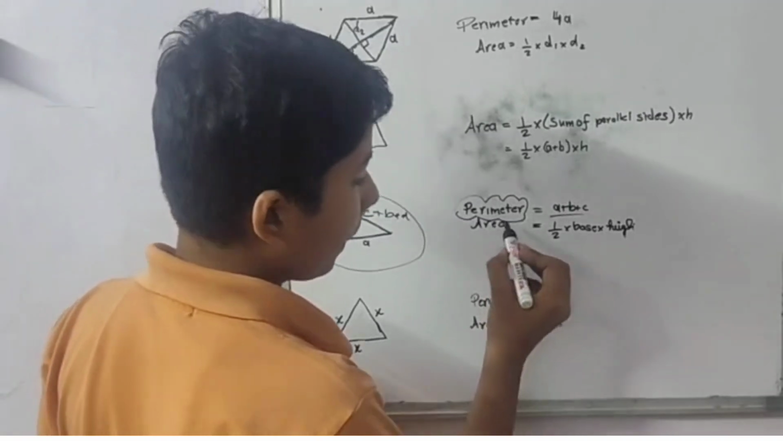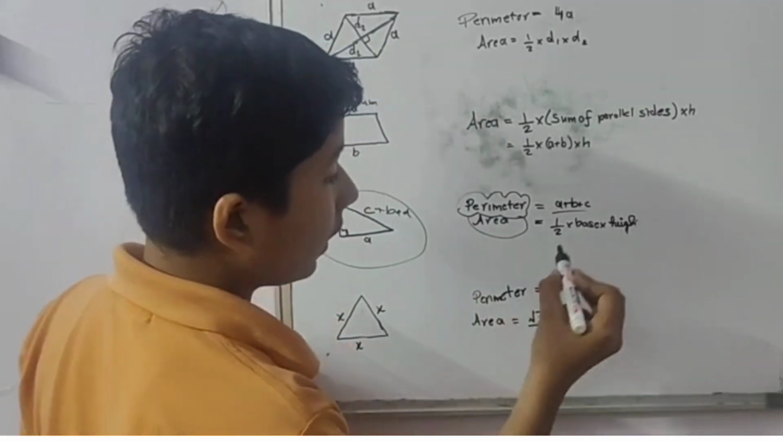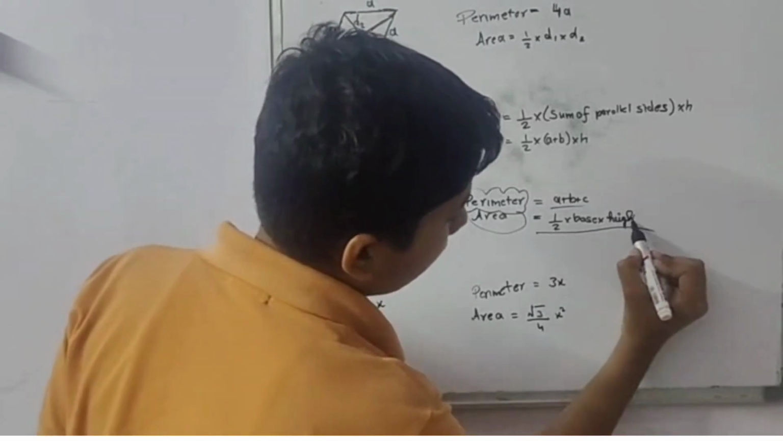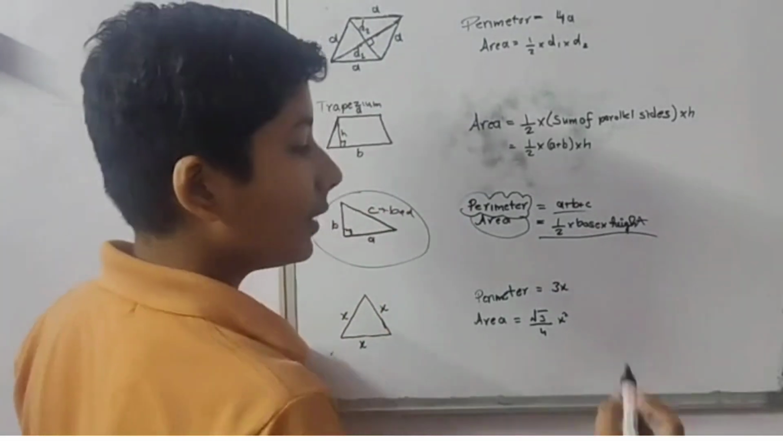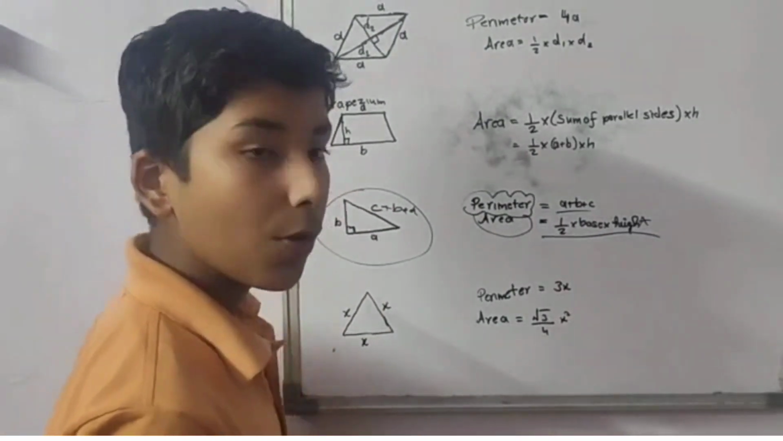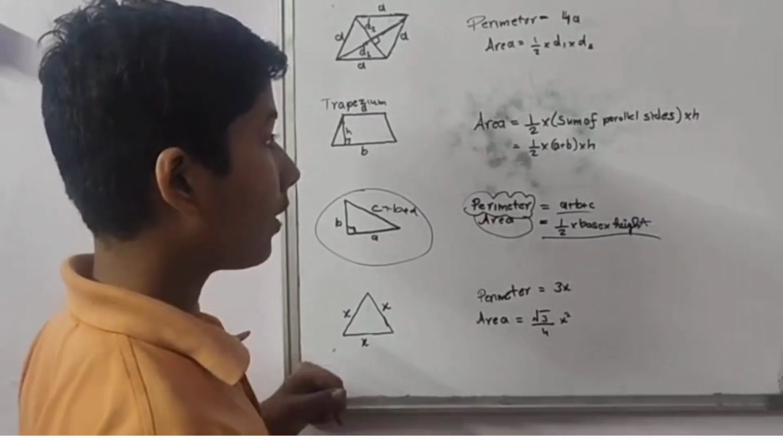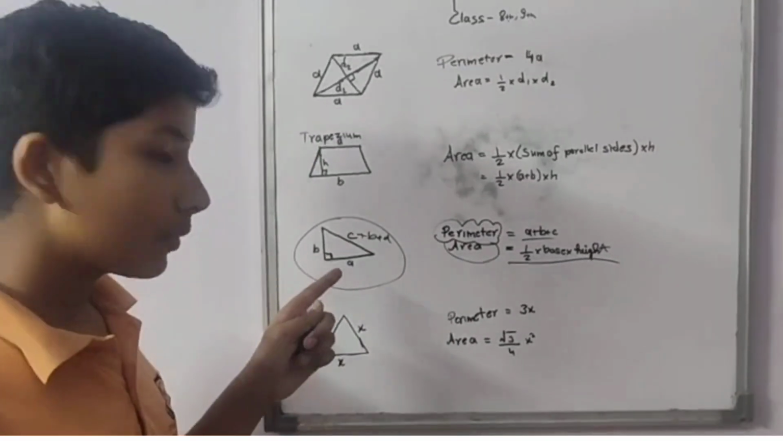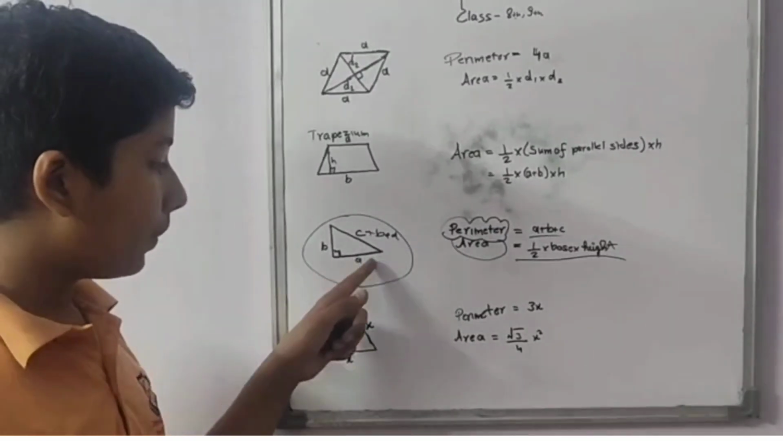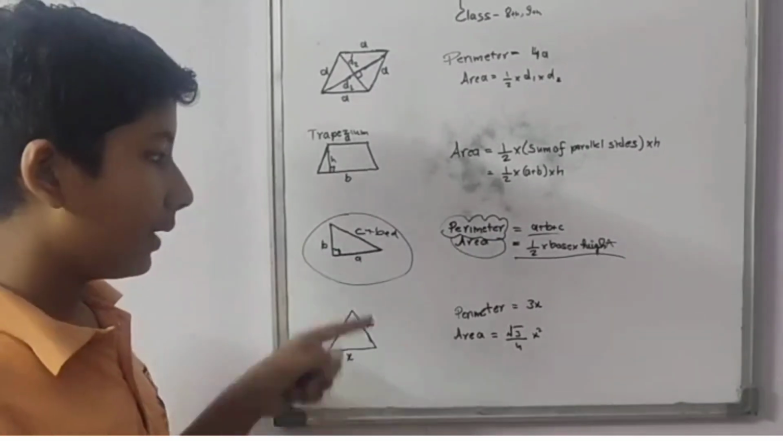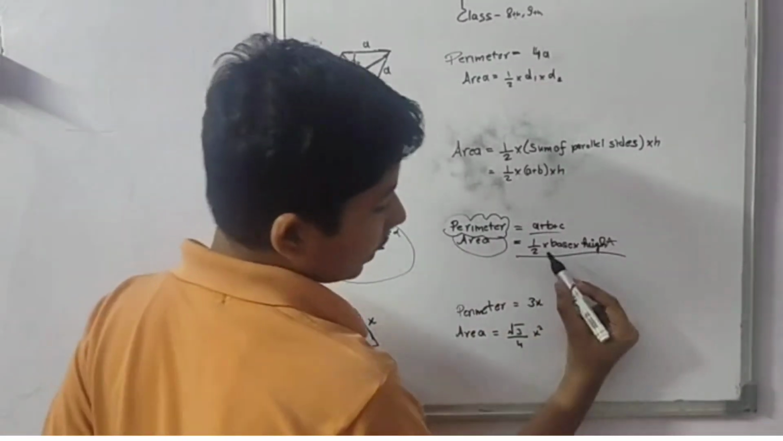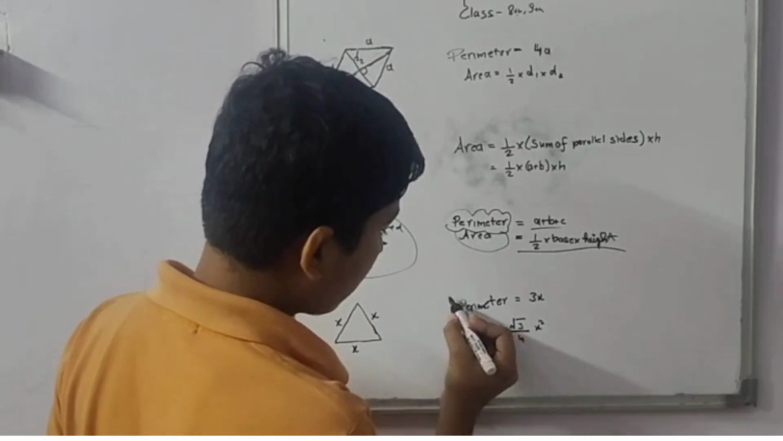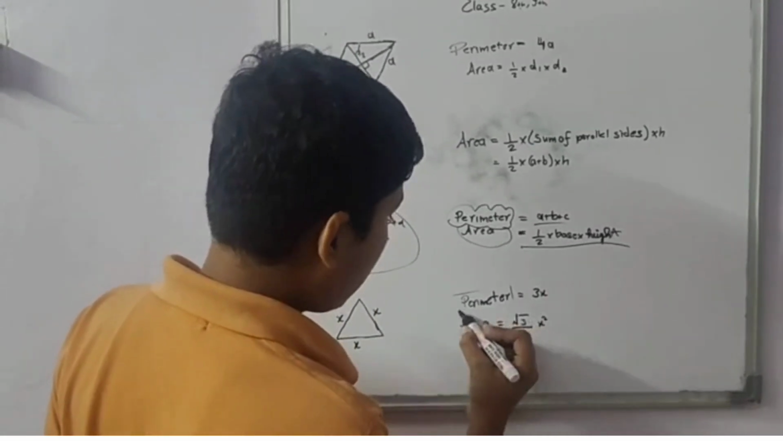Okay. Now come to the area. It will be half into base into height. Half into base into height. What is base? Base is A, height is B. So half base height, half AB. Okay. Now let's come to our perimeter.